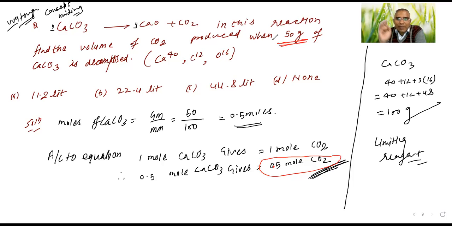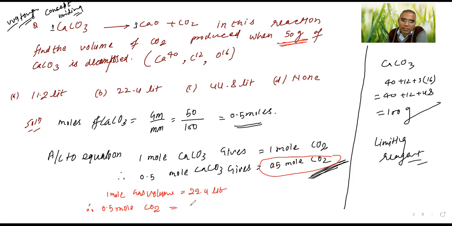That is what stoichiometry is. Now here they are asking volume. The volume of one mole of gas is 22.4 liter. Therefore 0.5 mole CO2 will be 0.5 into 22.4 liter, which is 11.2 liter CO2 will form.